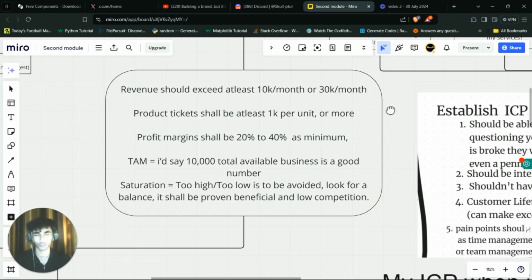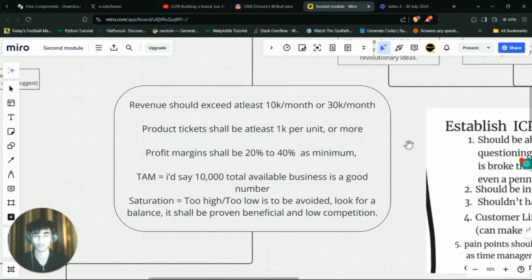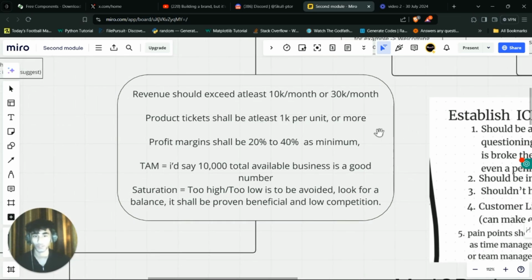If their product ticket is so low, like let's talk about $200, and your services are worth $3,000, then to find equilibrium between the price you charge them and the money you generate for them, you will have to generate, I would say, 15 sales for them to feel like your services are worth it. For that reason, we want to avoid businesses whose product tickets are so low. So product tickets shall be at least $1,000 per unit.